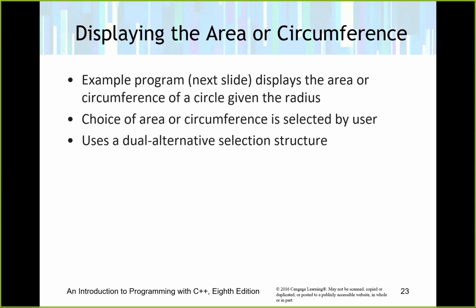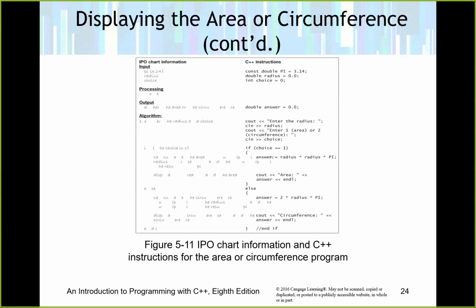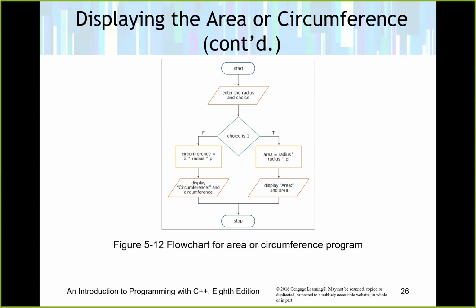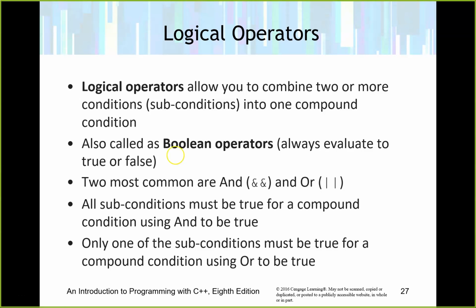Playing the area or circumference. So we're going to do a little program with that real quick when we get done. Boolean is something that's either true or false. And technically your if statement is a Boolean. It's going to be either true or false.